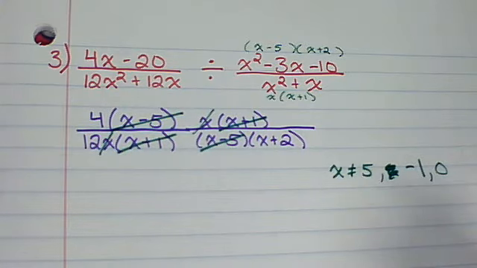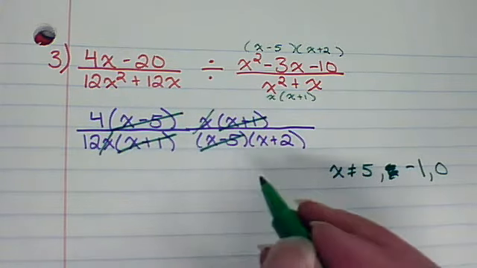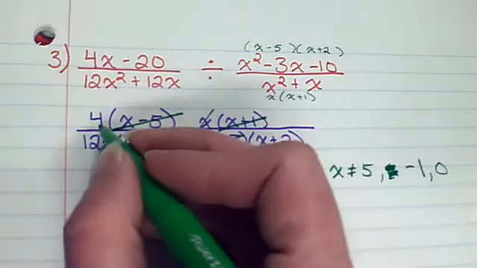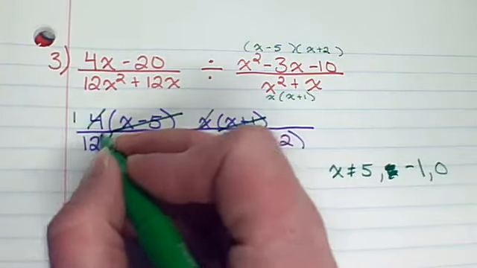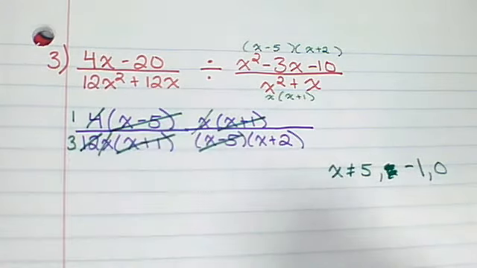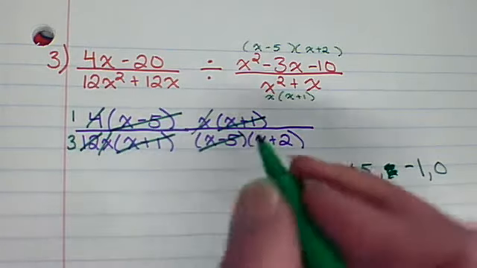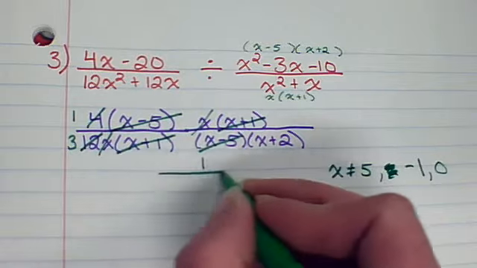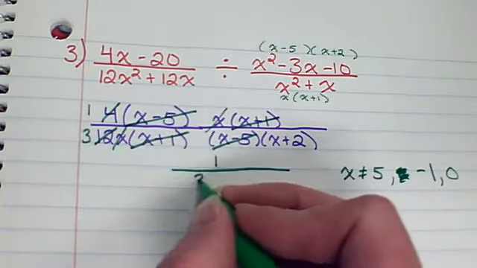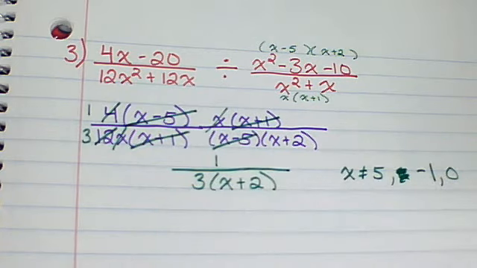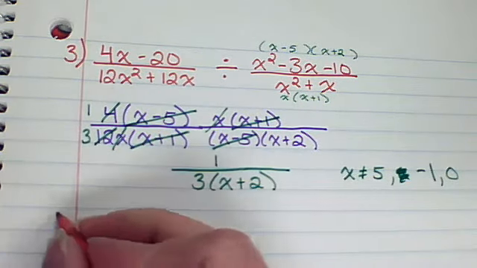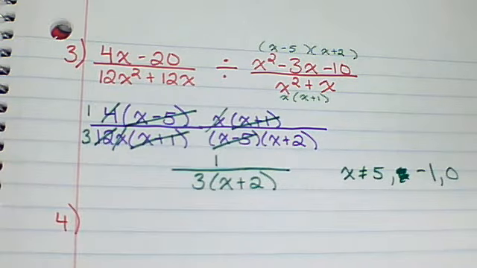See if there's anything else I can simplify or factor out. Oh, I could divide out a 4. Divide that by 4 and I get a 1. Divide that by 4 and I get a 3. So let's see what we have left. There's a 1 still left on top, and 3, and x plus 2. And you're done. Now what if we combined division and multiplication in the same problem?